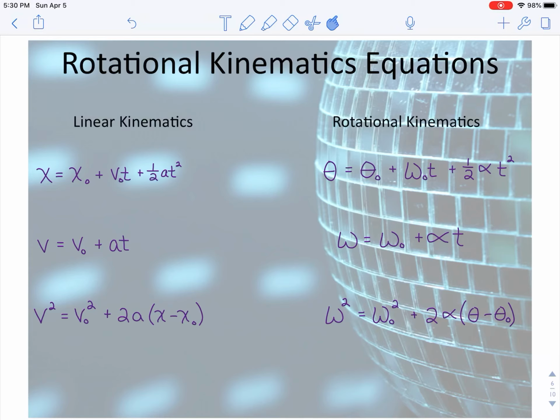The final thing that we're going to talk about here are what are called the rotational kinematics equations. And just like we had three important kinematics equations when we were talking about linear motion, there are three kinematics equations that talk about rotational motion. The difference being that now we're going to have Greek variables in these equations as opposed to our traditional variables.